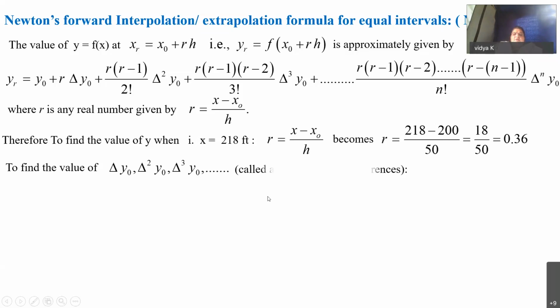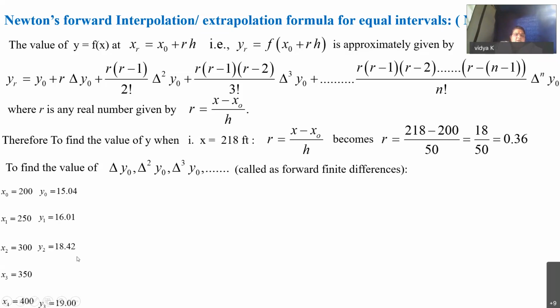So I prefer the forward finite difference table. So I make the table now. First column for x values, second column for y values, and third column for delta. So what is delta? It is delta of y naught. What is delta of y naught? This minus this, isn't it?